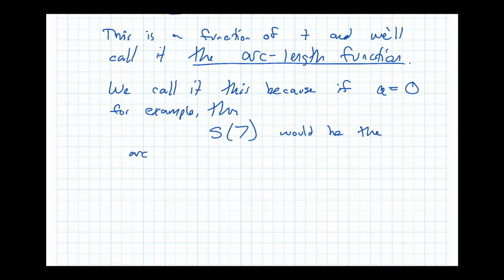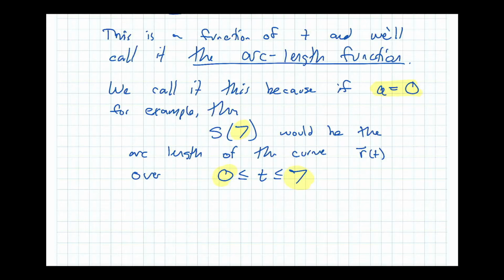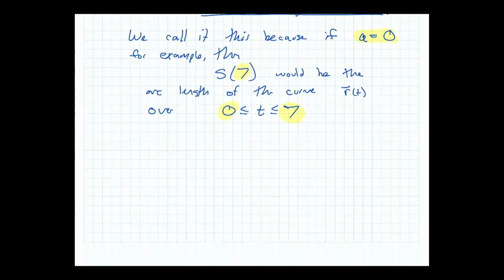the arc length of the curve, right? The curve was r of t, and then the interval would be 0 to 7, right? For example. So you have to adjust these; I used a 0 and I used a 7. So this was a 0 and this was a 7. And we call it the arc length function because you evaluate s and it tells you the arc length.